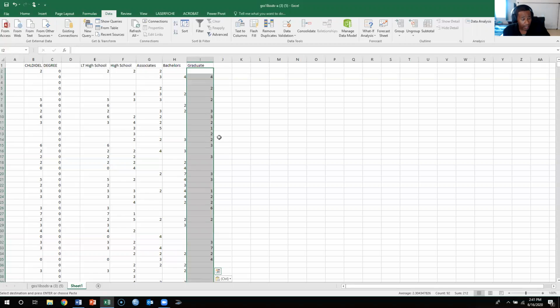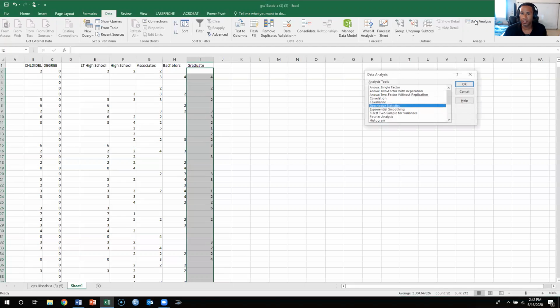Okay, so now we have our 5 samples, 1, 2, 3, 4, 5 samples. So we're going to compare the means of these 5 different samples. Now the way we're going to go about doing this is we now need to go to the data tab and find data analysis. So we'll click on data analysis.